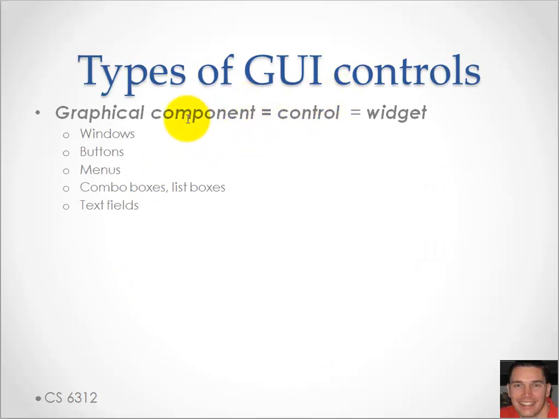I want you to know that if you hear the word control, you may hear the word widget or graphical component. Those can all be used interchangeably. Examples of GUI controls are windows, buttons, menus, combo boxes, dialog boxes, text fields, etc. So there are a lot of different types of GUI controls that you can use to develop your GUI application.